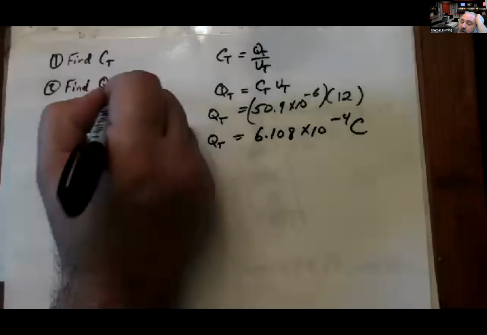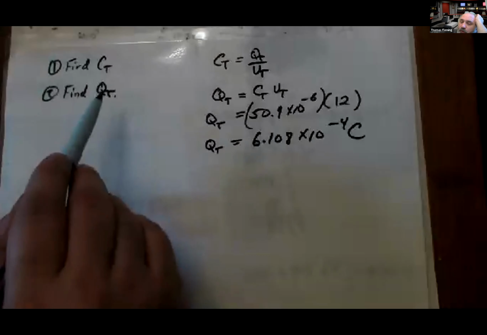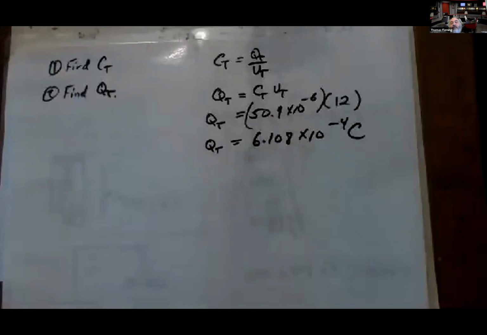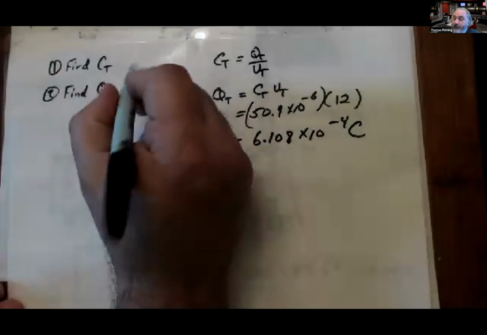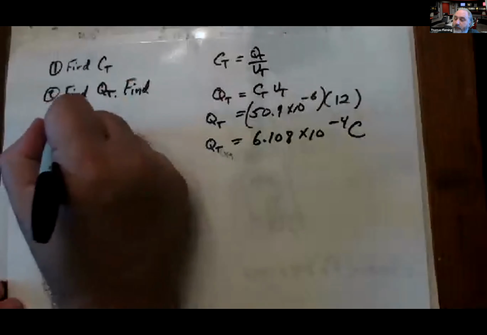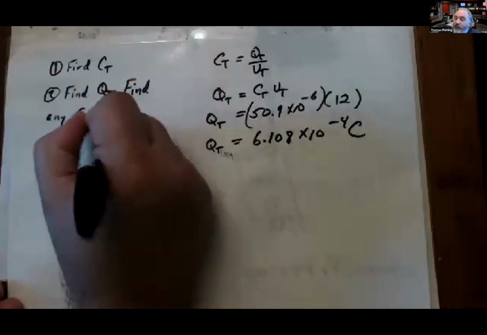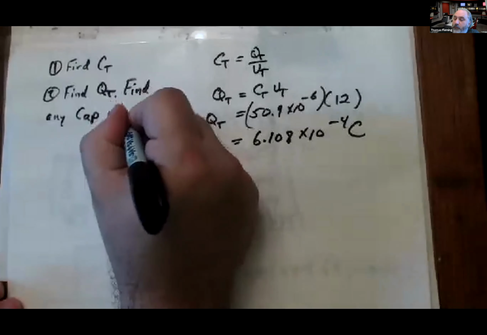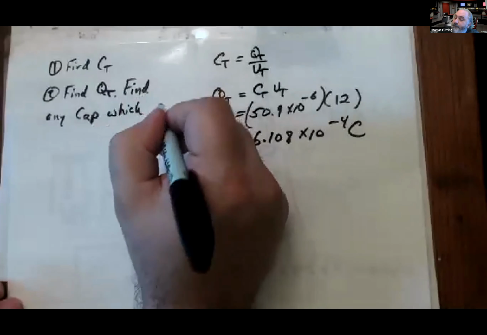So once we know Q total, we're then going to look back at our circuit and ask ourselves, are there any capacitors for which I can say that you can't come out of the battery without going through that capacitor? If that's the case, the capacitors for which that is true will have to have Q total on them.